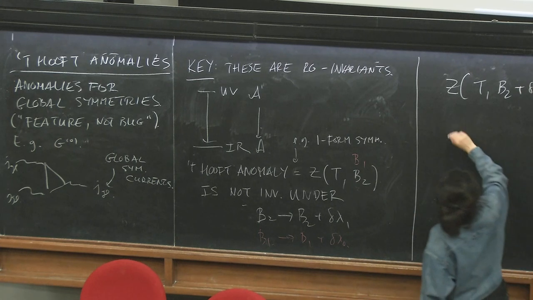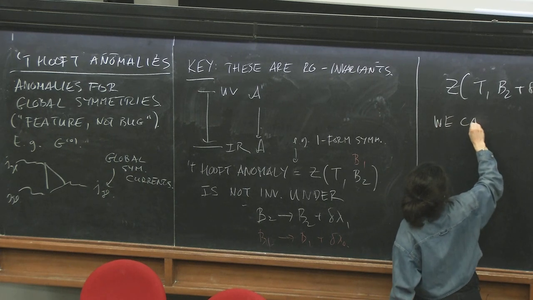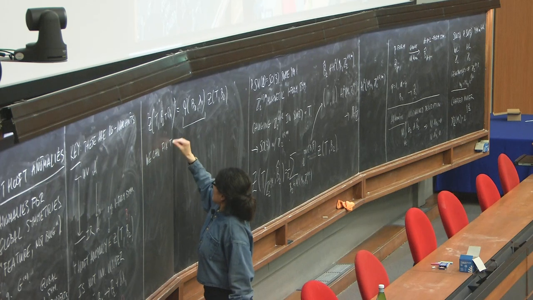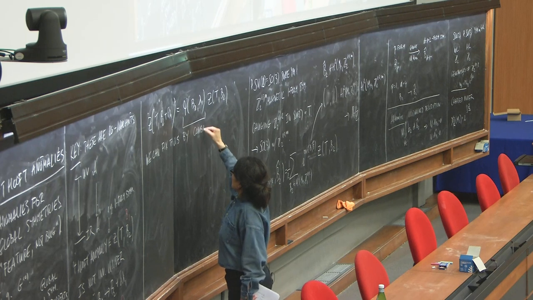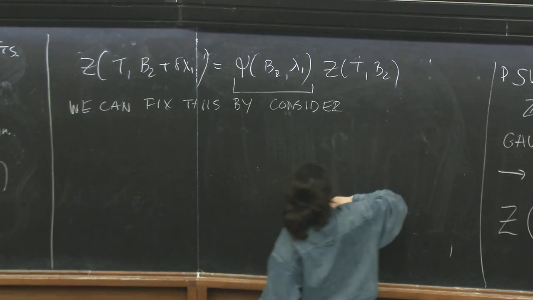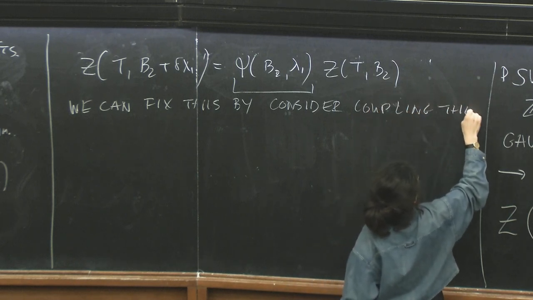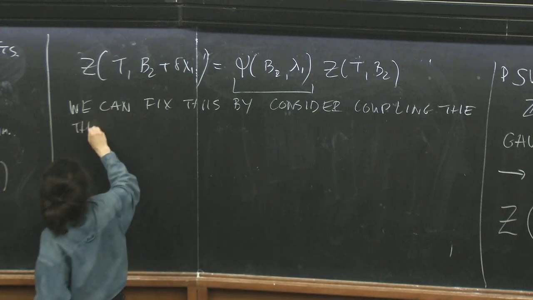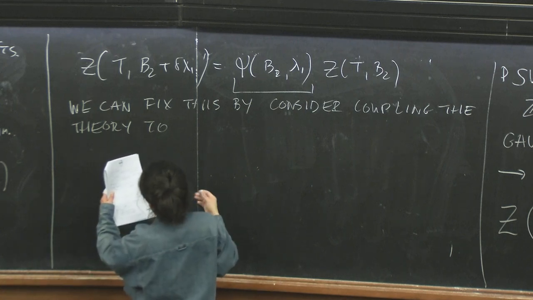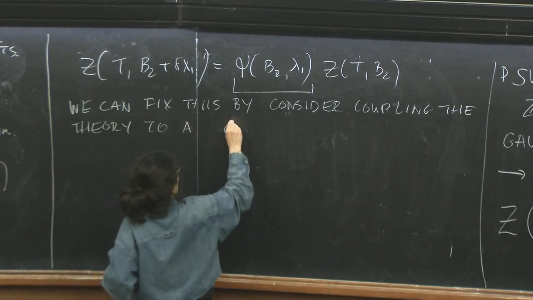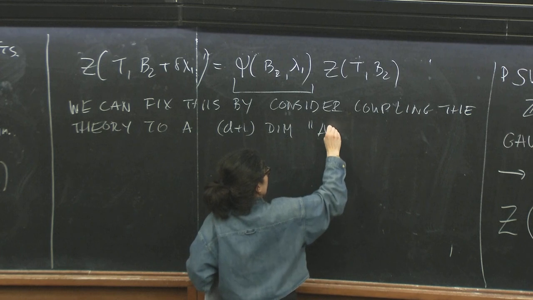Okay, so how do you remedy this, or how do you now define the actual anomaly? So we can fix this by coupling the theory to another theory, a d plus 1 dimensional so-called anomaly theory.